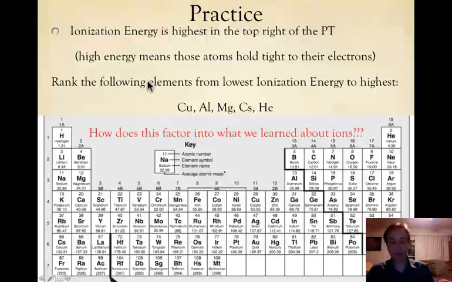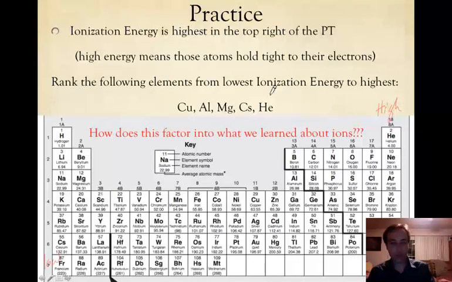Now let's practice identifying ionization energy, just like we did radii. Again, the trend is ionization energy is highest at the top right of the periodic table. So it's going to be high here, and it's going to be low down here. Looking at these elements, I'd like you to rank them from lowest ionization energy to highest. So go ahead and pause it right now and give that a try.